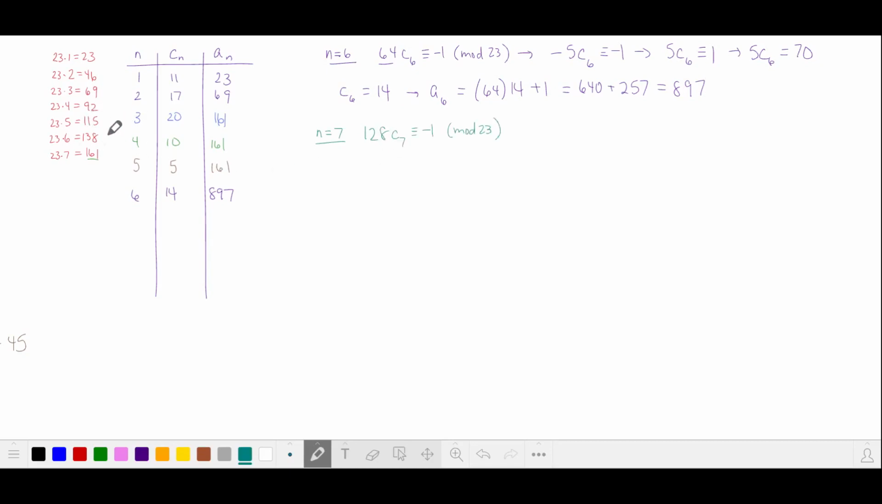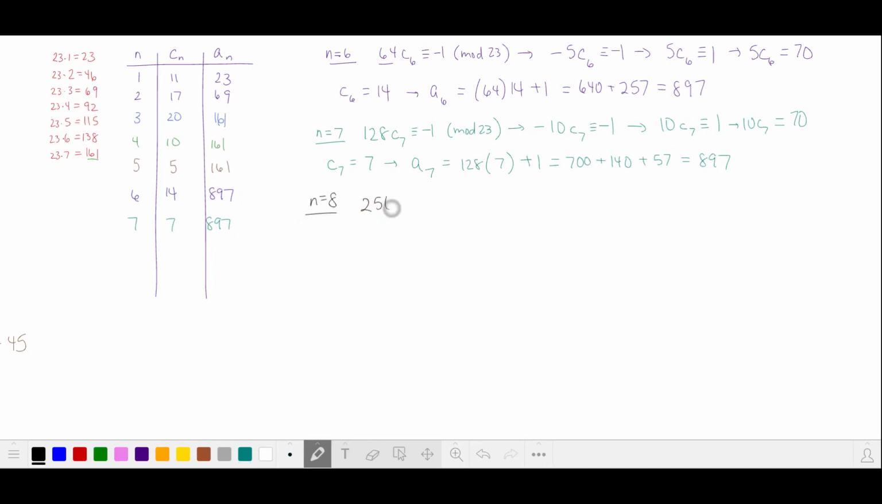Going on to 128. 128 is 10 less than a multiple of 23, 138. So I'll replace this with -10 C7, and multiply both sides by -1. Looking for multiples of 10 that are one more than these values, we find 70, which gives us C7 is equal to 7, and we'll calculate A7. That's 128 times 7 plus 1. We'll distribute 7 over 120 and 8, and then add 1. This gives us 897. And we have another pair of consecutive A's with the same value.